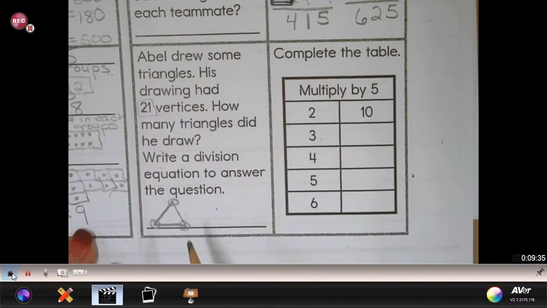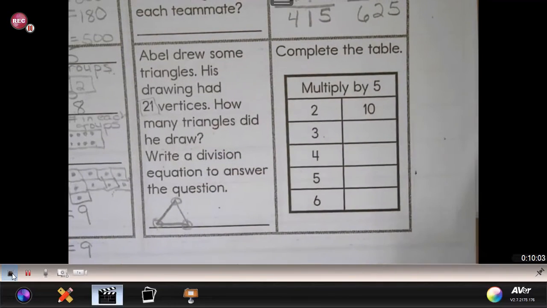So we have to know our total first. So in his drawing, he has 21 vertices. He has 21 corners. They want to know how many triangles did he draw. Now again, we need to know how many vertices are in one triangle. So as soon as we know how many vertices are in one triangle, then we can start using that to help us with our division.